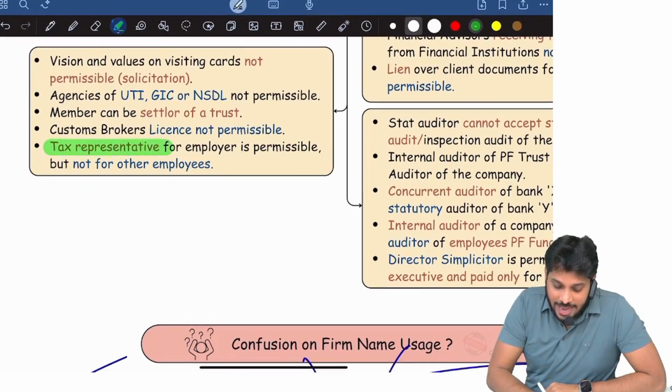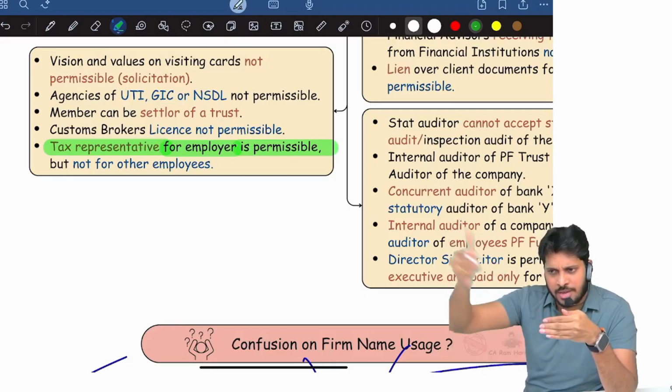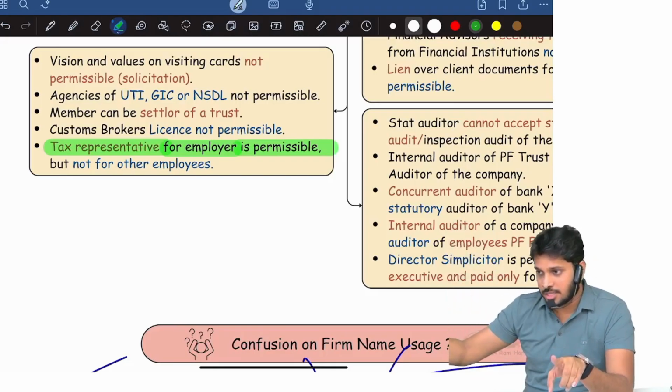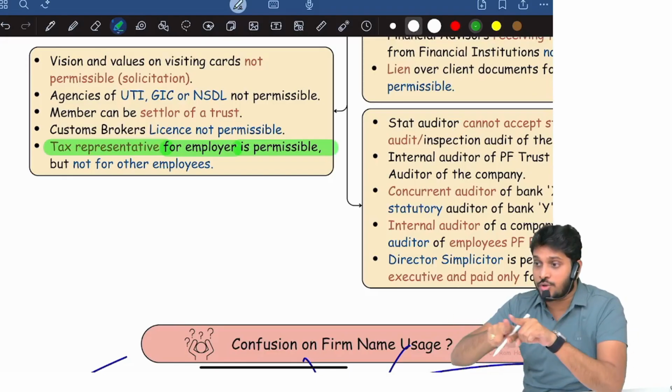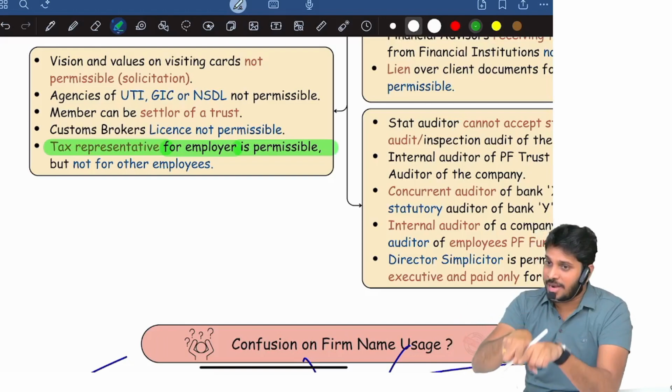You can be a tax representative for an employer, no problem at all. For example, you are working in a big company, you are a CA, and the company is facing some tax litigation. You can be a representative. You cannot act as a representative for your colleagues. If you are acting as a representative for colleagues, you are dealing principal to principal. That is deemed to be practice. Without a certificate of practice, you cannot do that.